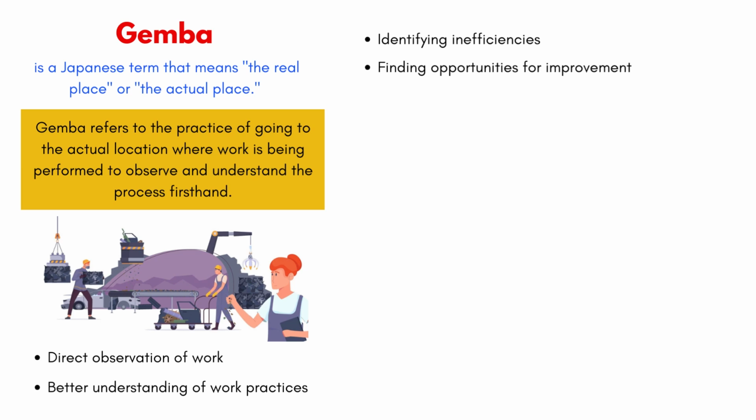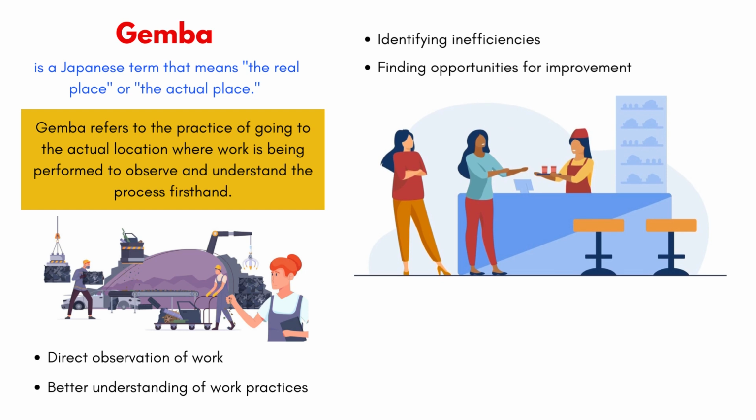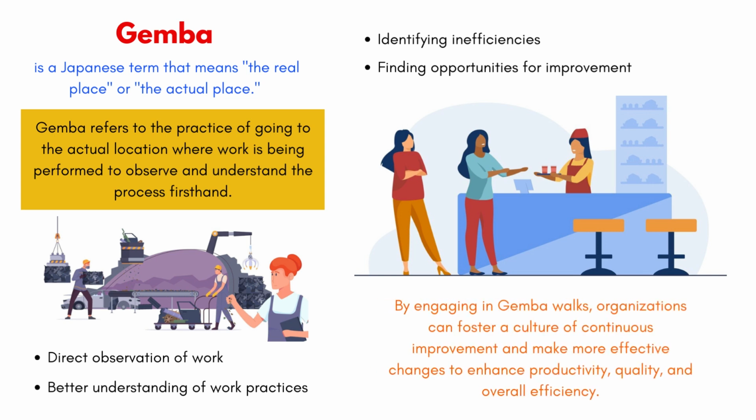Gemba walks are a common practice in lean methodologies, where managers and team members visit the shop floor, production lines, or any other workspace to gain insights and make informed decisions based on real-time data and observations. By engaging in Gemba walks, organizations can foster a culture of continuous improvement and make more effective changes to enhance productivity, quality, and overall efficiency.